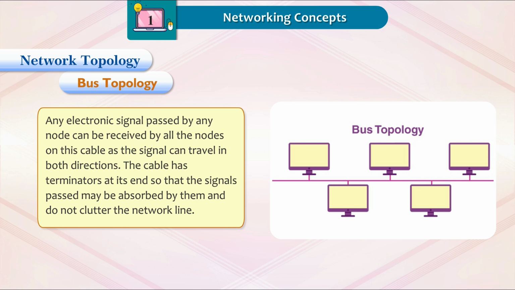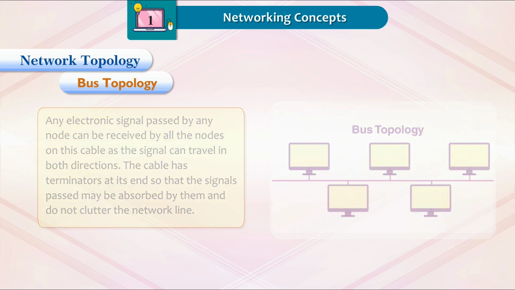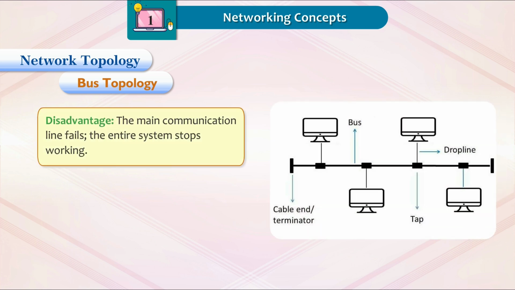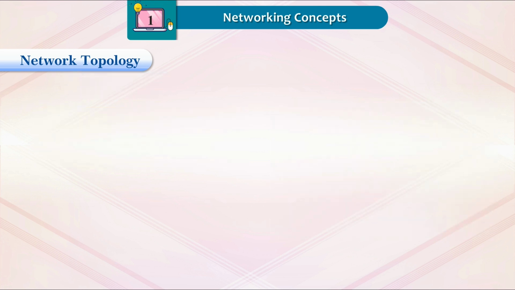The cable has terminators at its end so that the signals passed may be absorbed by them and do not clutter the network line. Advantage: it is reliable as the failure of one computer within the network does not affect the networking system. Disadvantage: if the main communication line fails, the entire system stops working.